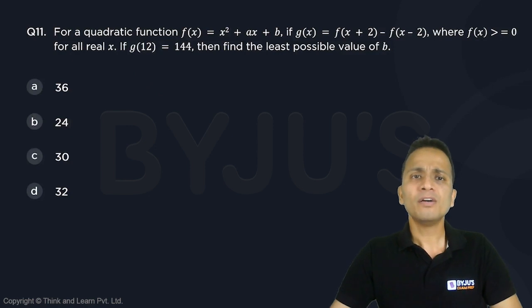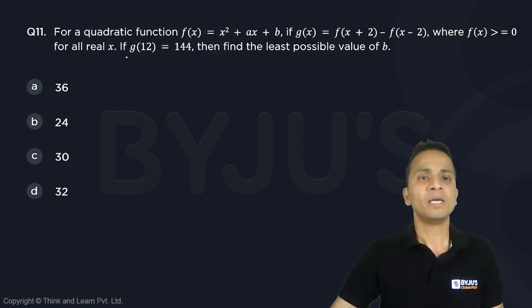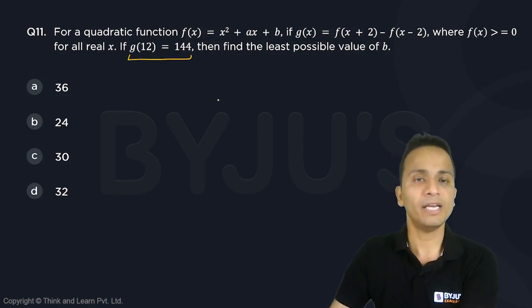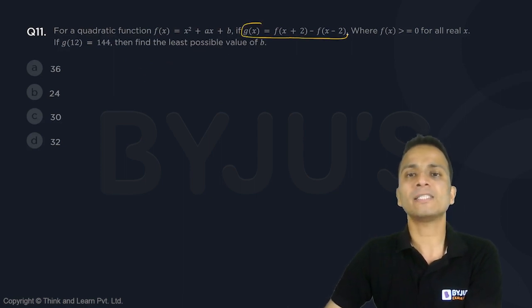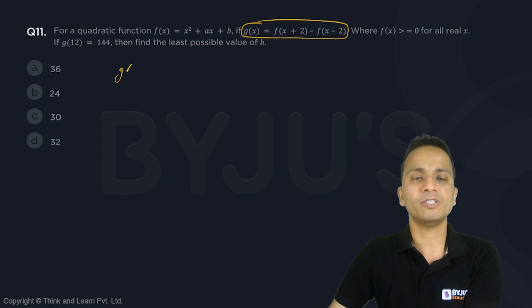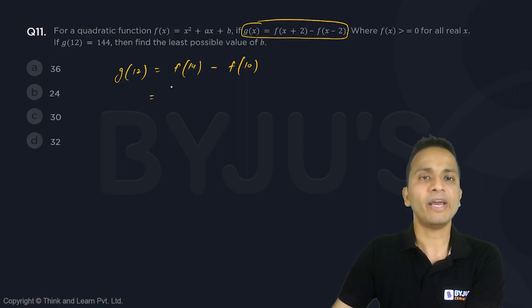Now function f(x) is defined as x square plus ax plus b. Also function g(x) is defined in terms of f(x). They have given the value of g(12) as 144. So first of all, let us use this. From here, I can say that g(12) can be written as f(12 plus 2), that is f(14), minus f(12 minus 2), that is f(10).